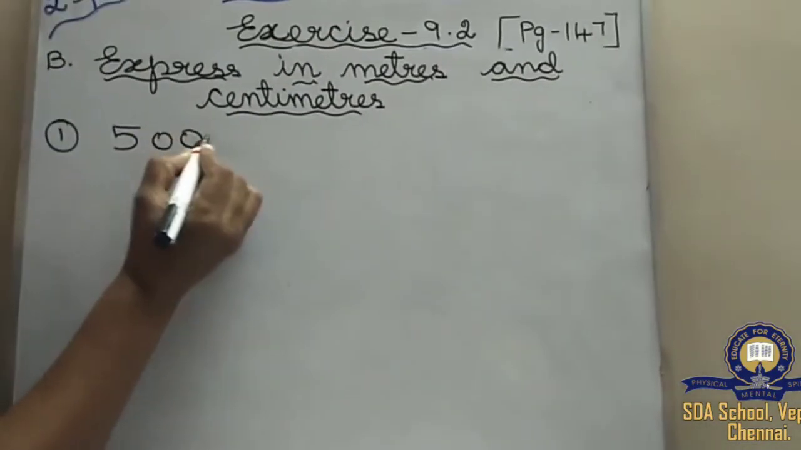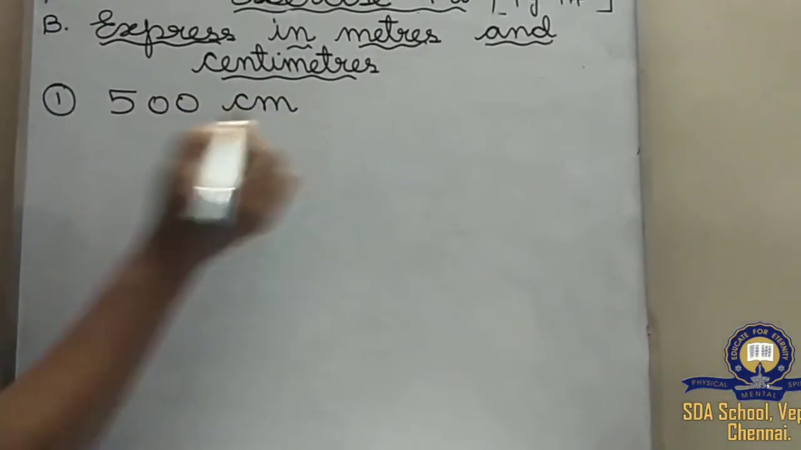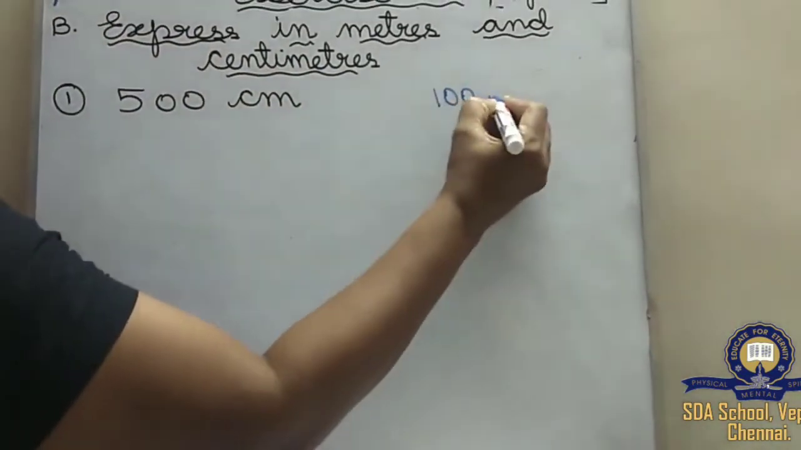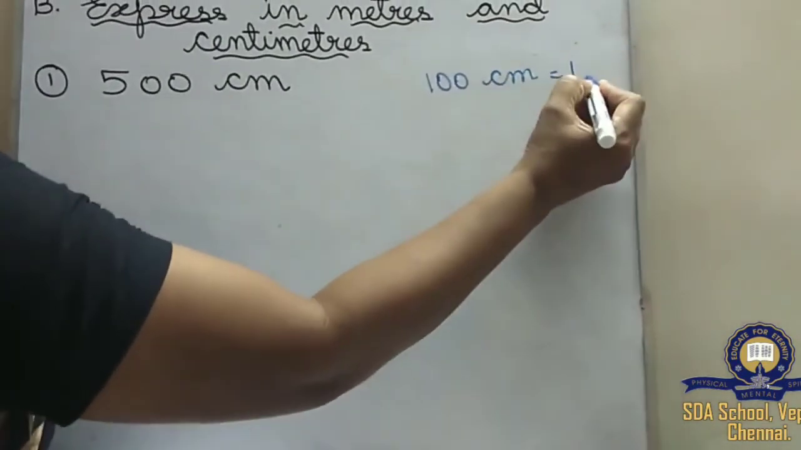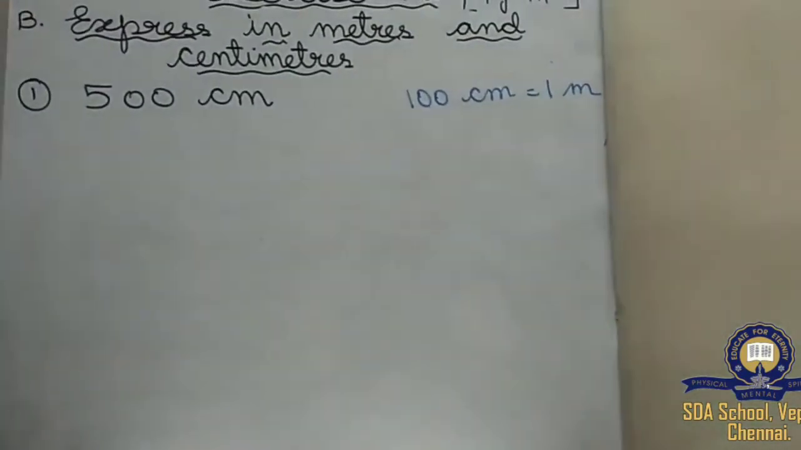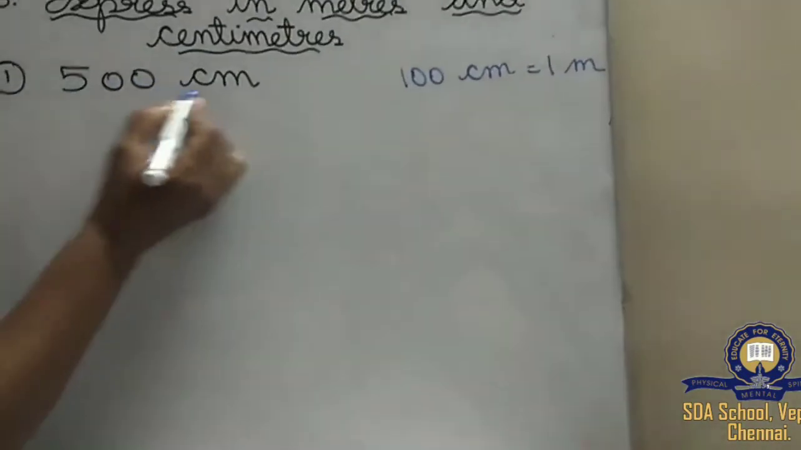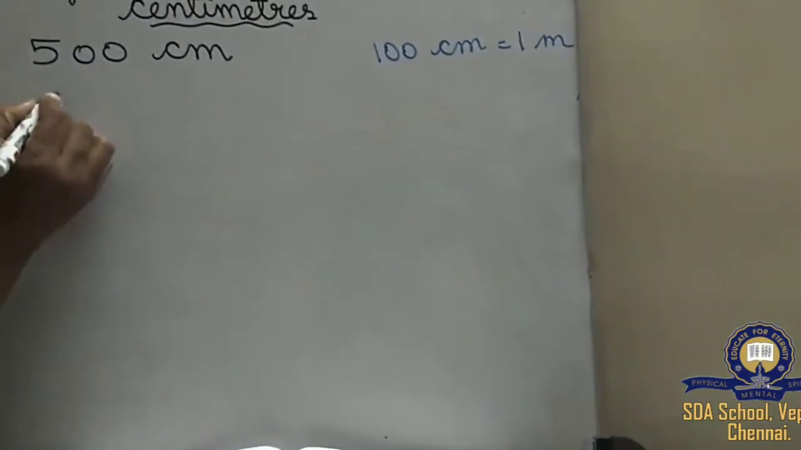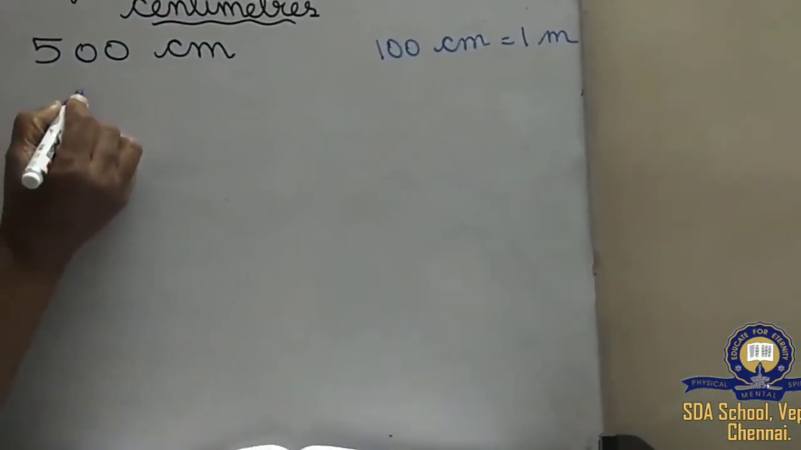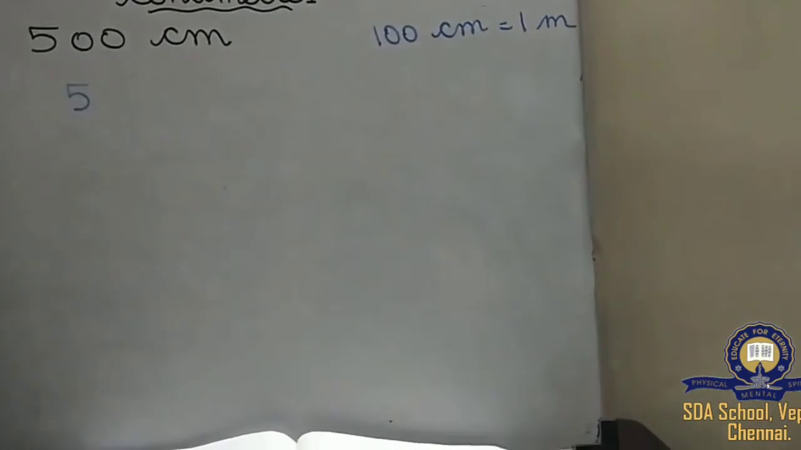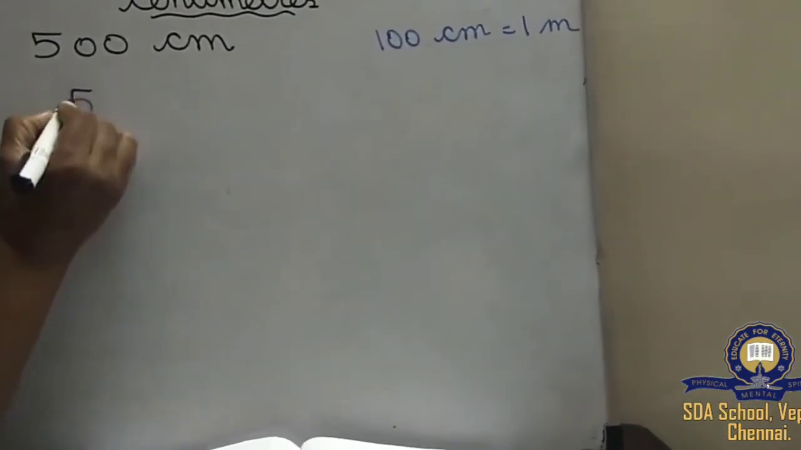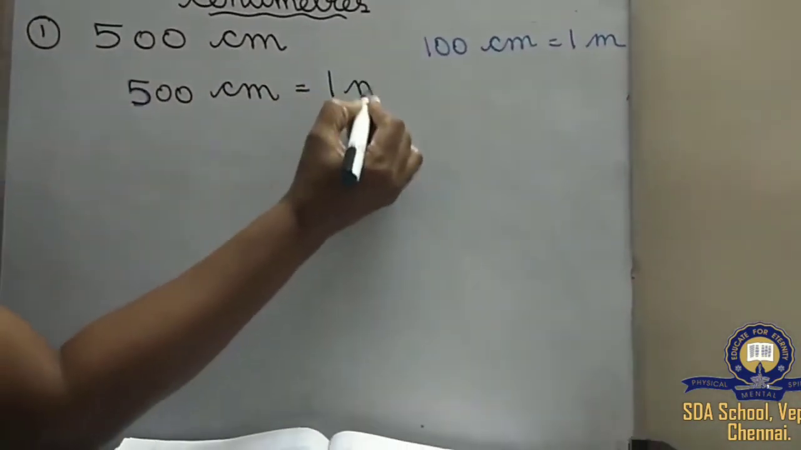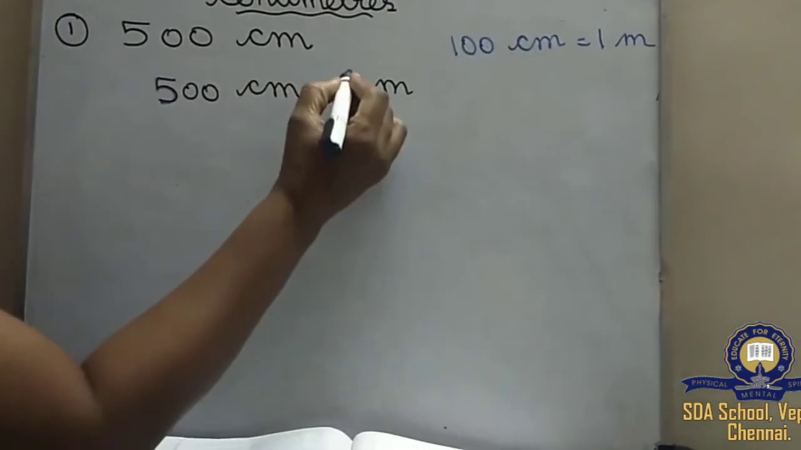First sum I will do: 500 centimeter. 500 centimeter means what will come, children? The formula we learned: 100 centimeter is equal to 1 meter. So here centimeter only is there, so you have to convert only to meter. So what will come? 500 centimeter is equal to 5 meter.